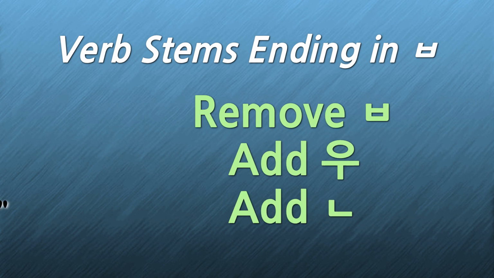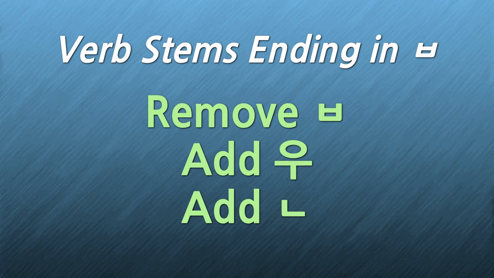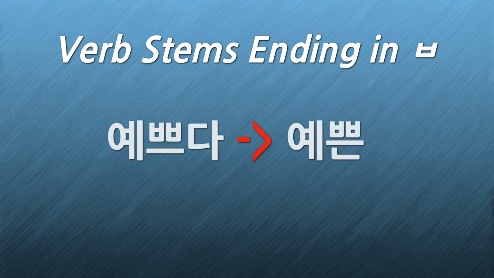It seems like a lot of steps, but when you've adjusted to it, all you're doing is removing the ㅂ and adding 운 to the end. Remember that this is only for verb stems that end in a single ㅂ and not a double one, such as the descriptive verb 예쁘다, to be pretty, which simply becomes 예쁜.